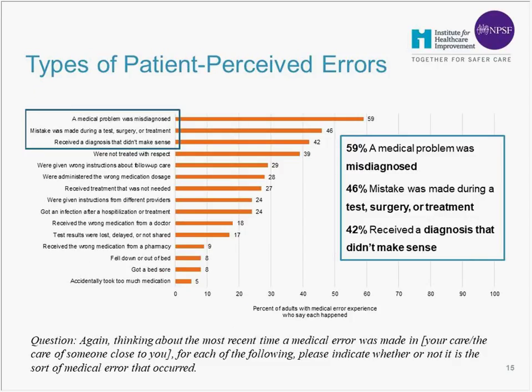Respondents were provided with a list of 15 types of medical errors and were asked whether any types of error described the situation that they or a close friend or relative had experienced. They were allowed to select as many categories as needed. On this slide, you'll see that of the 15 types of medical errors, the most common are diagnostic errors. In fact, 59% say the medical problem was not diagnosed, was diagnosed incorrectly, or a diagnosis was delayed. 46% reported that a mistake was made during a test, surgery, or treatment. And 42% say that they received a diagnosis that just didn't make sense to them. Note that the fourth most common error reported was not being treated with respect. This was reported by 39% of respondents.